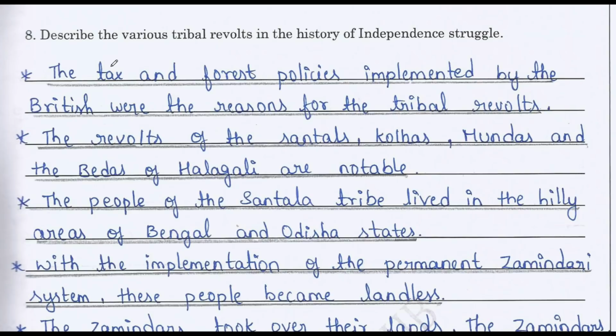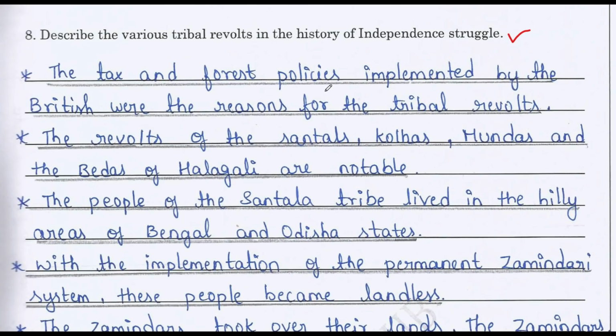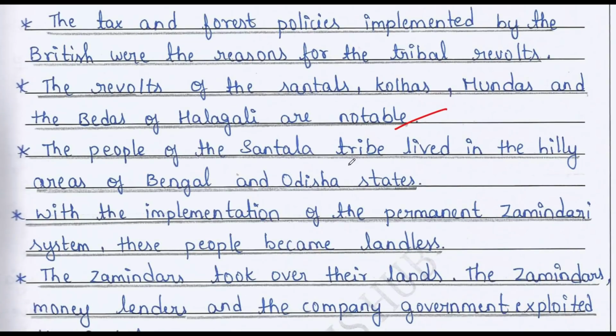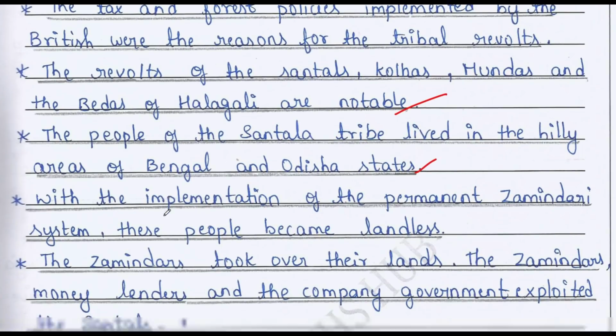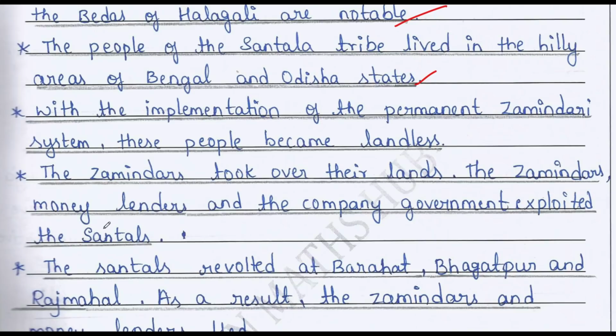Describe the various tribal revolts in the history of the Indian struggle. Important 4-mark question. The tax and forest policies implemented by the British were the reasons for the tribal revolts. The revolts of the Santals, Kolas, Mundas and Bedas of Alagali are notable. The people of the Santal tribe lived in the hilly areas of Bengal and Odisha states. With the implementation of the permanent zamindari system, these people became landless. The zamindars took over the lands. The zamindars, the money lenders and the company government exploited the Santals.